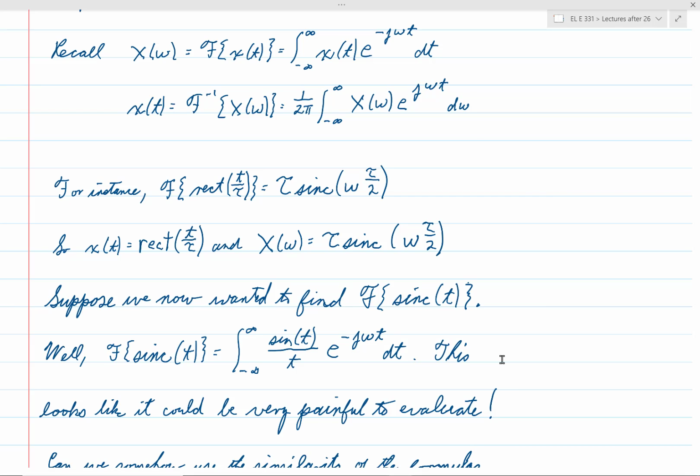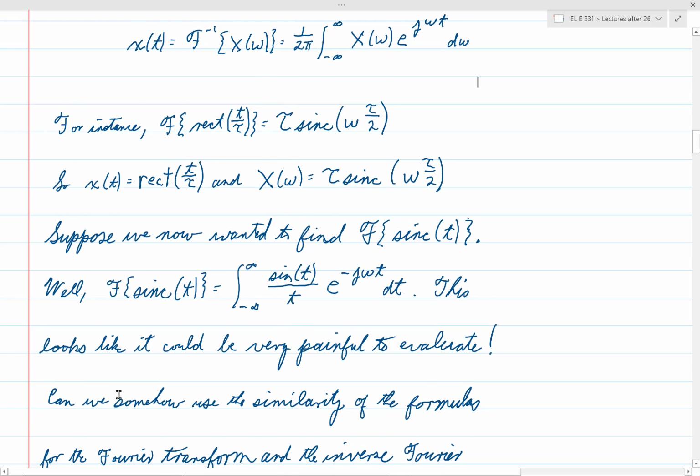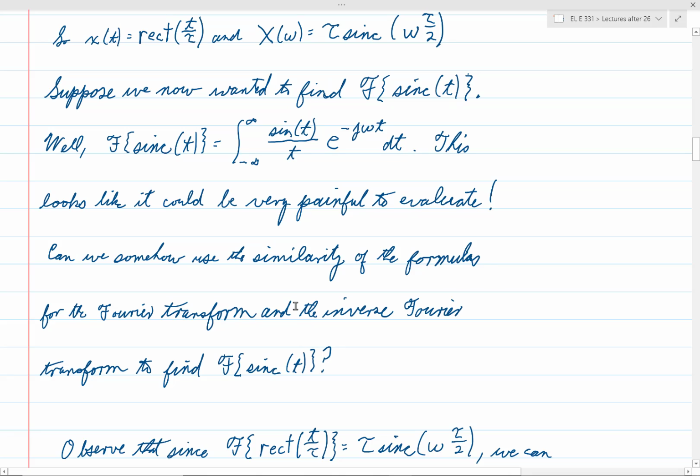So how might we evaluate this Fourier transform? Well, if you look up here at the Fourier transform pair, these two equations look a good bit like each other. I mean, there's this 1 over 2 pi out here in front of the inverse Fourier transform formula, but otherwise these two formulas look a good bit alike. And so we ask the question, can we somehow use the similarity of the formulas for the Fourier transform and the inverse Fourier transform to find the Fourier transform of sinc of t?